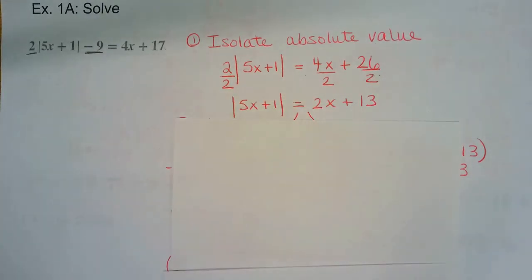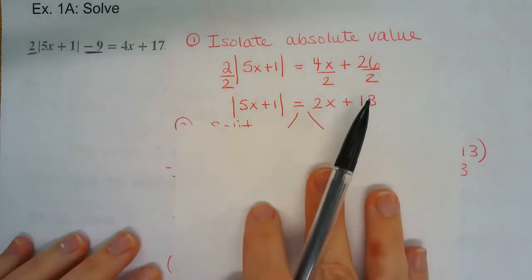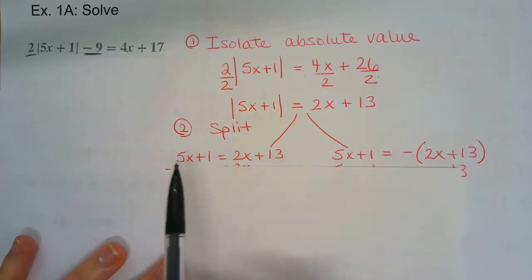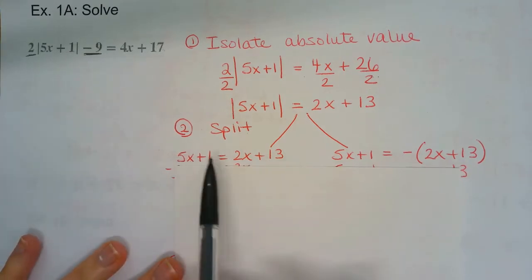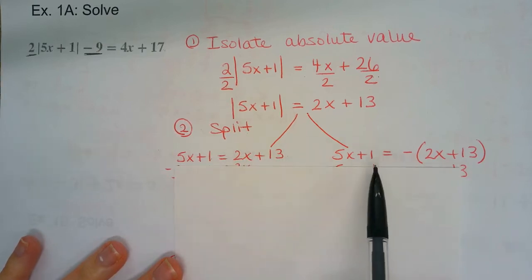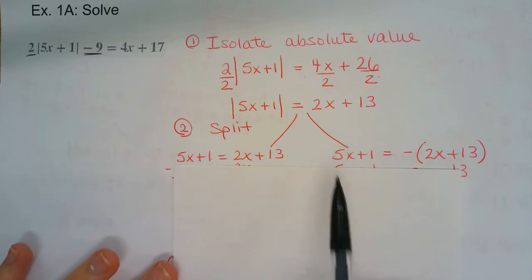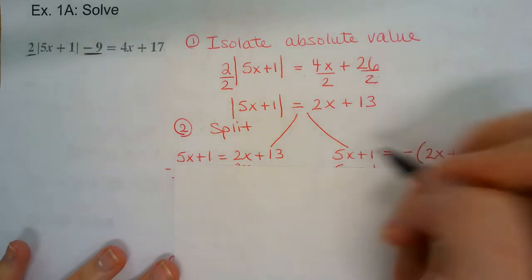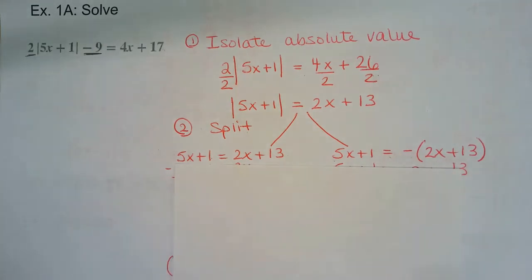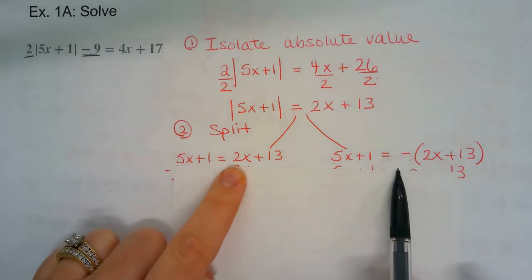Now that it is isolated, you're going to split it into two cases. So your first case, you will have 5x plus 1 equal to the 2x plus 13. The other case is when you can have the absolute value of the negative. So you will do the negative of it, 5x plus 1 equals the negative 2x plus 13. Since the absolute value, again, has the same answer for two values on that number line, that's why you're splitting it into two cases.